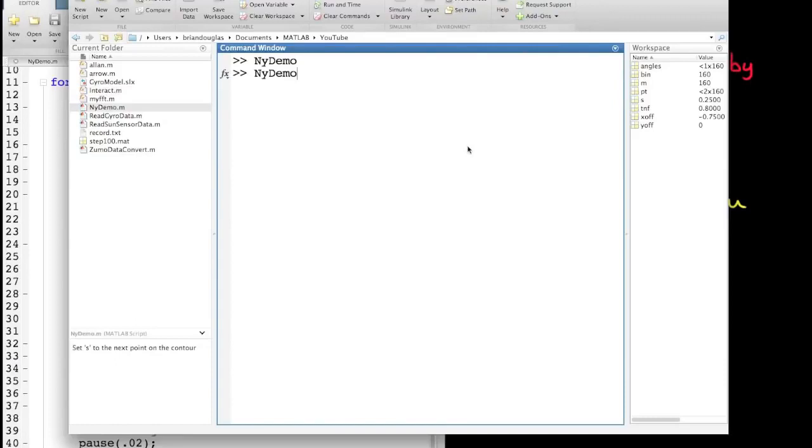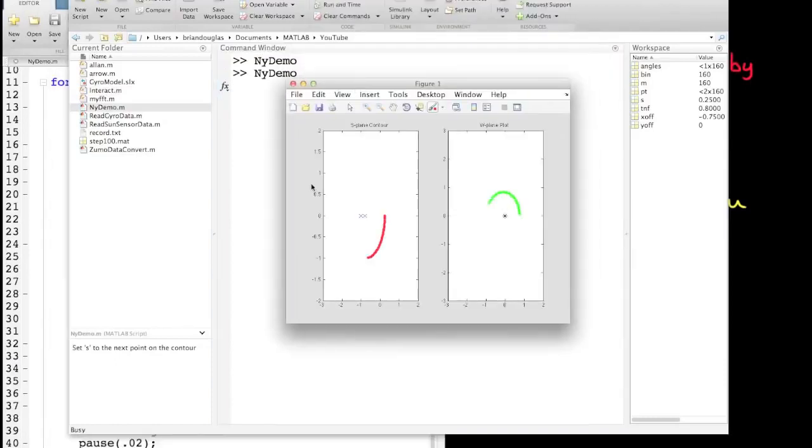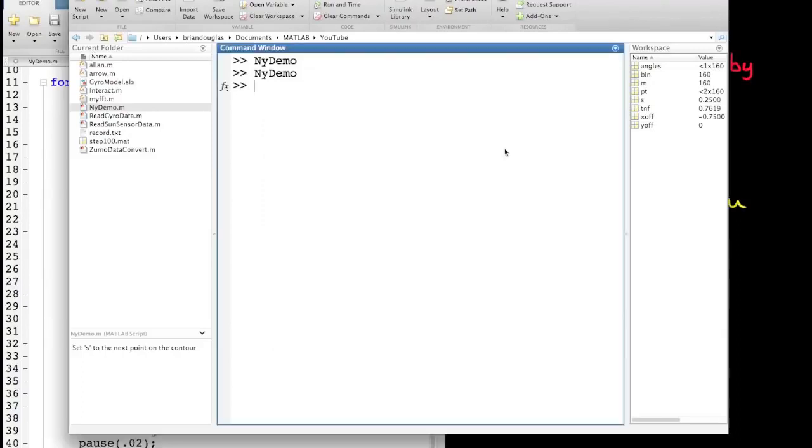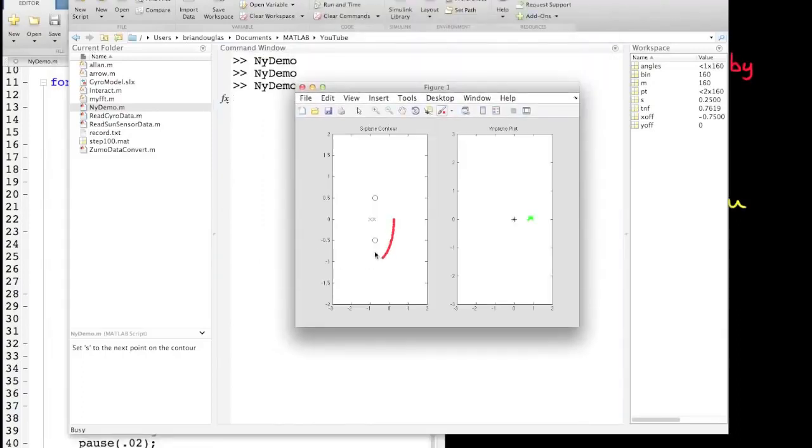Now I'll add a second pole and rerun it. And as you can see, there's going to be 2 rotations around the origin, one for each pole. Finally, I'm going to add 2 zeros as well. And now the resulting plot doesn't circle the origin at all. And that's because we're adding 2 times 360 degrees of phase from the two zeros, but at the same time subtracting 2 times 360 degrees of phase from the two poles.